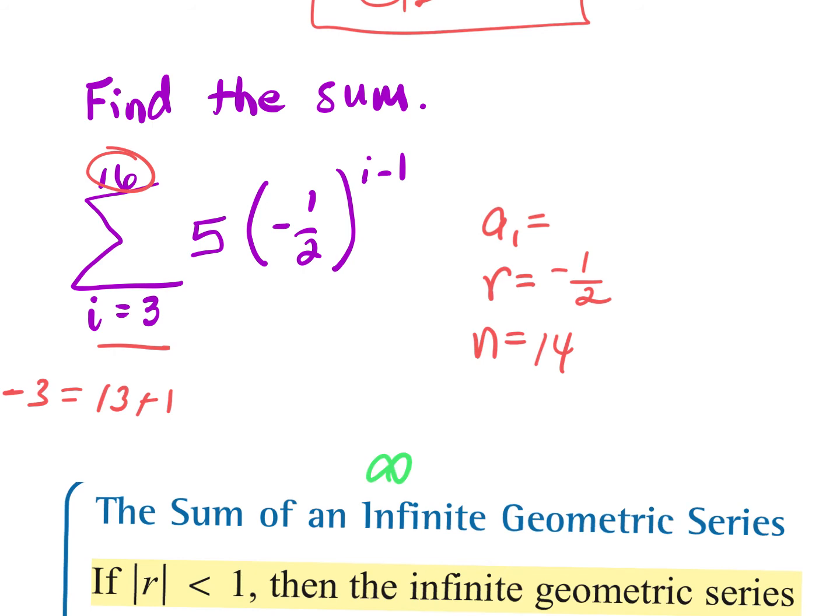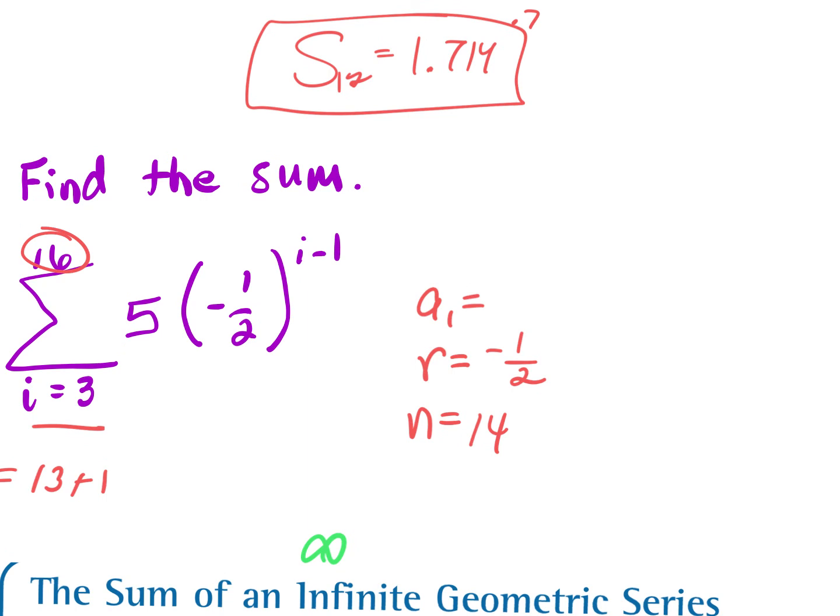What do I plug in? What am I starting with? What do they tell me to start with? 3. No, that I don't. They wanted the first term of this sequence. So a sub 1 of the sequence, not of. So I'm going to say 5 times 1 over 2, 3 minus 1. What does that give me?